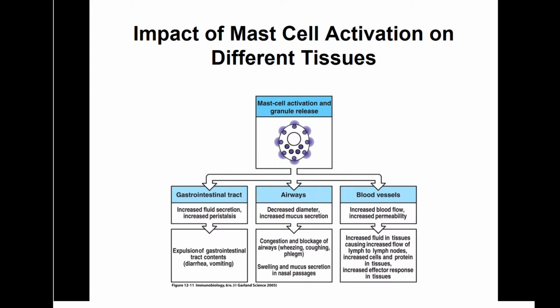So you can see that activation of histamine receptors in the gastrointestinal tract causes increased fluid secretion and increased peristalsis, and causes expulsion of gastrointestinal tract contents, like diarrhea and vomiting. The airways are affected by mediators from mast cells, which decrease their diameter and decrease mucous secretion. So we have congestion and blockage of airways. In the clinic we can see wheezing, coughing, swelling and mucous secretion in nasal passages.